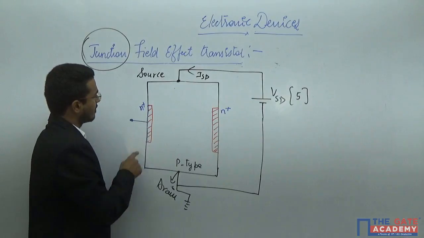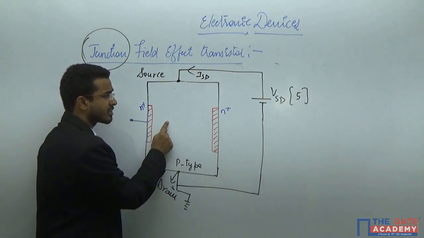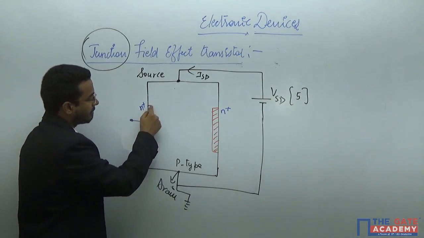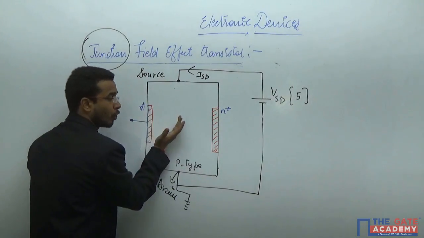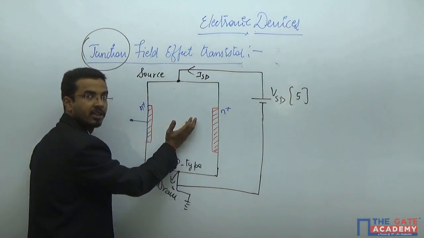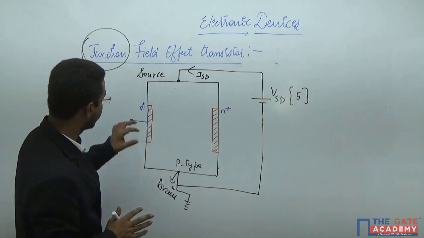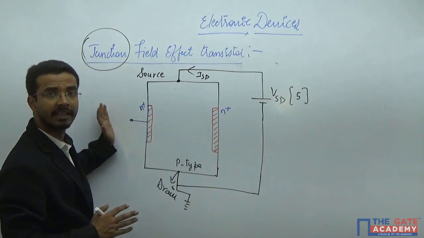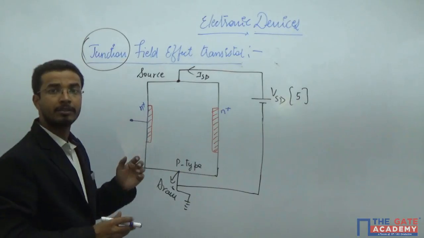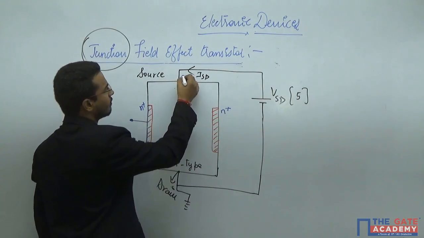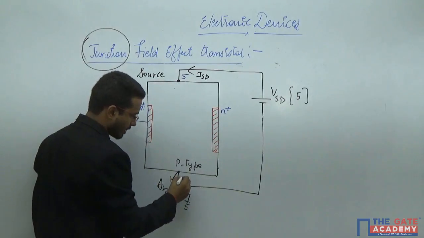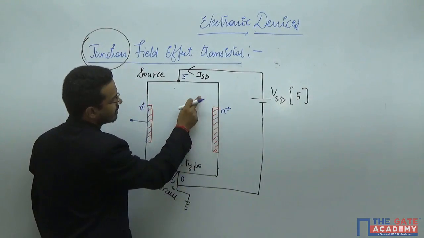You know that an N plus and P junction is there. That means whatever depletion region you get will exist only in the low doped region, that is, in the substrate. That is why I am not drawing any depletion region on the N plus side, because the doping is high, so the depletion region will be less. Here the voltage is 5 volt and here the voltage is 0 volt. Here you have the junction.